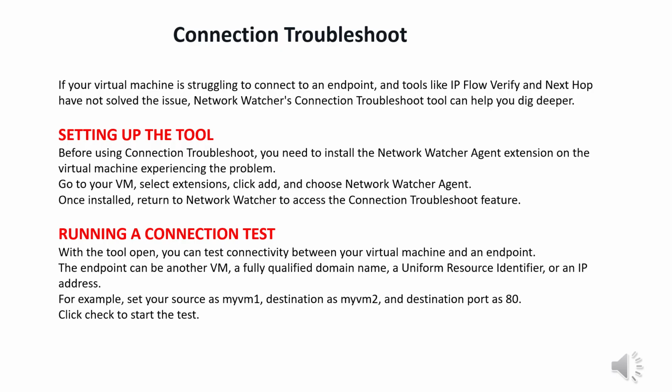With the tool open, you can test connectivity between your virtual machine and an endpoint. The endpoint can be another VM, a fully qualified domain name, a uniform resource identifier, or an IP address. For example, set your source as myVM1, destination as myVM2, and destination port as 80. Click Check to start the test.